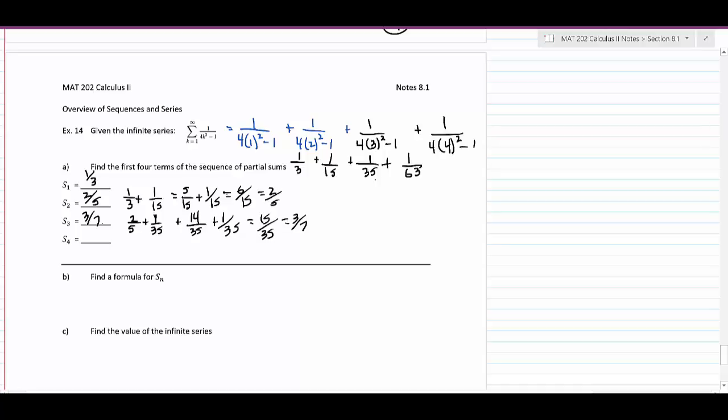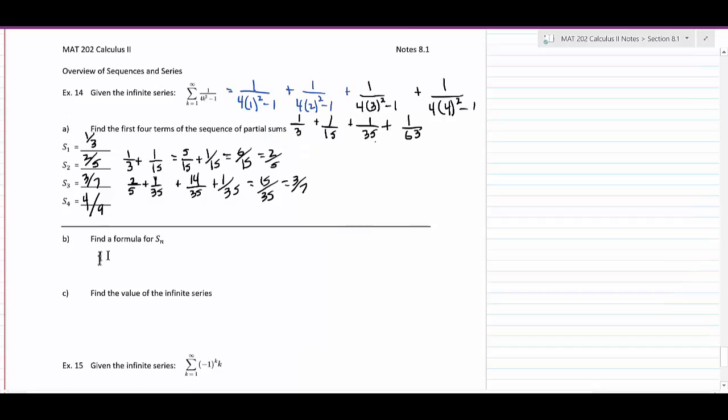Once I see a pattern, then I don't have to do the arithmetic. What's the next one going to be based on the pattern? Yeah, 4 over 9, right? Because it looks like the numerator is just going 1, 2, 3, and the denominator is going 3, 5, 7. It's going odd numbers like that, okay? So then what you should get is 4 over 9. So what we want to look at is a formula for this, in order to figure out the value of the infinite series, okay?